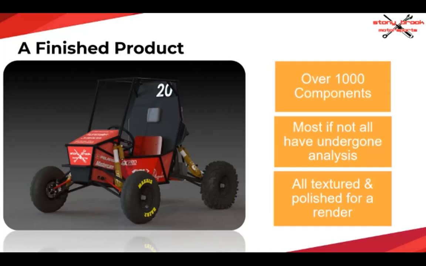And to put it in perspective, this single full assembly contains over 1,000 components, not all of them unique, but a fair amount of them, if not most of them, are unique in some fashion. Almost every single part on this car has undergone some form of analysis, save for the ones that are non-structural and generally didn't need it. For example, the body panels don't necessarily require analysis because they aren't load bearing. They're mostly there for regulations and for aesthetics. And all the textures here are nice and polished and are ready for a render, which is how I made this really nice looking image.